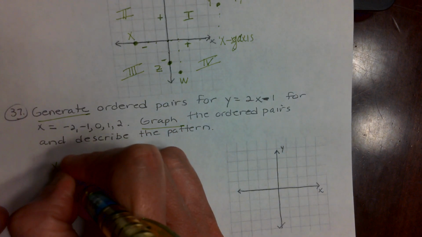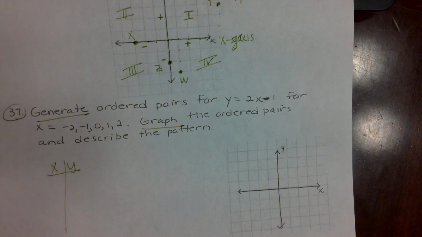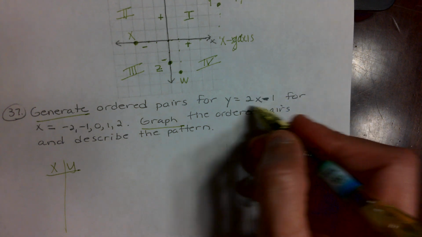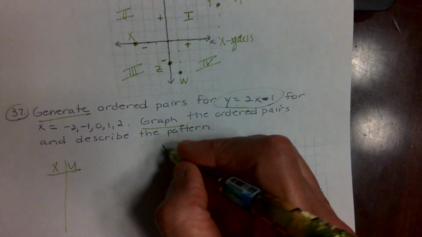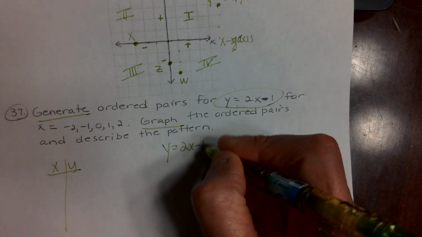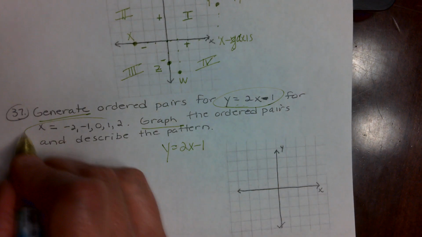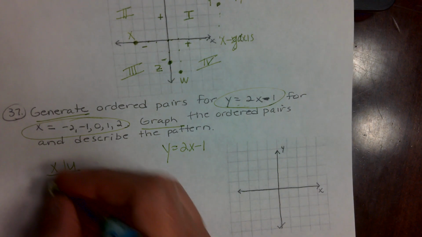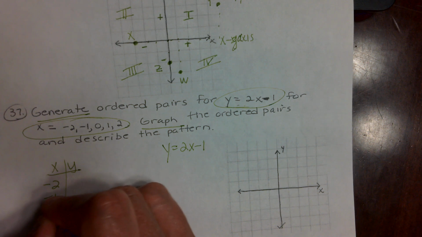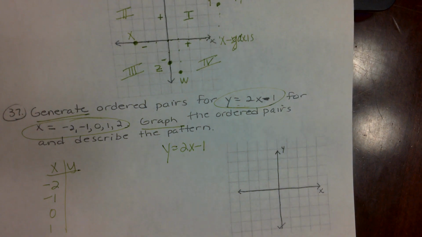Okay, so you're going to set up your XY chart, and I'm going to just write my equation right here so I have it down here. And then here are all the x's I gave you. Negative 1, I gave you half of it. You've got to get the other half.